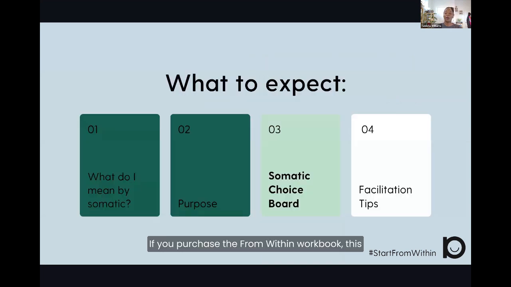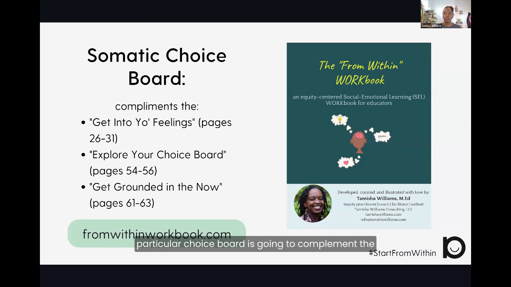If you purchase the From Within workbook, this particular choice board is going to complement the following chapters: get into your feelings, explore your choice board, and get grounded in the now. You'll find that the somatic choice board actually has elements of those three chapters in it. And I would encourage you to revisit those particular chapters if you haven't already explored those in the workbook.